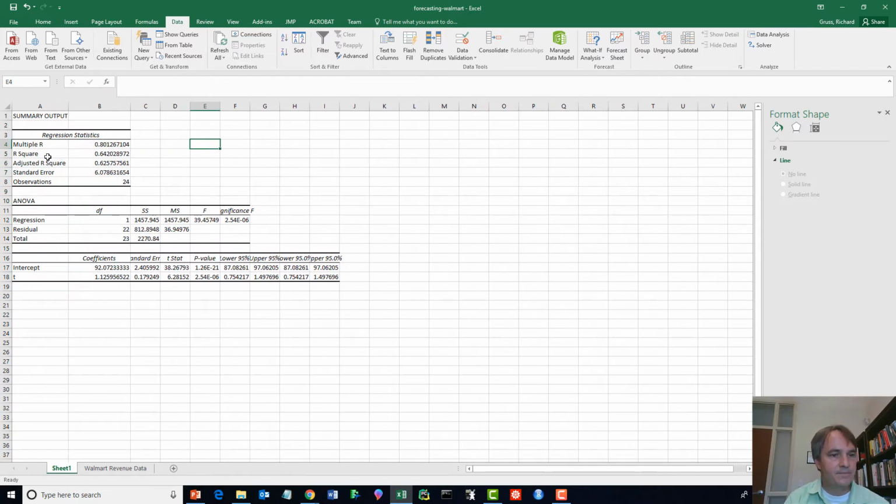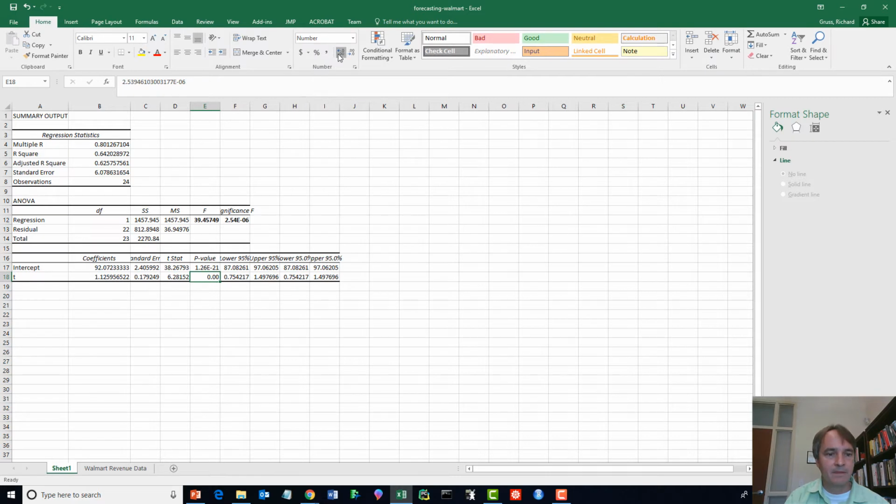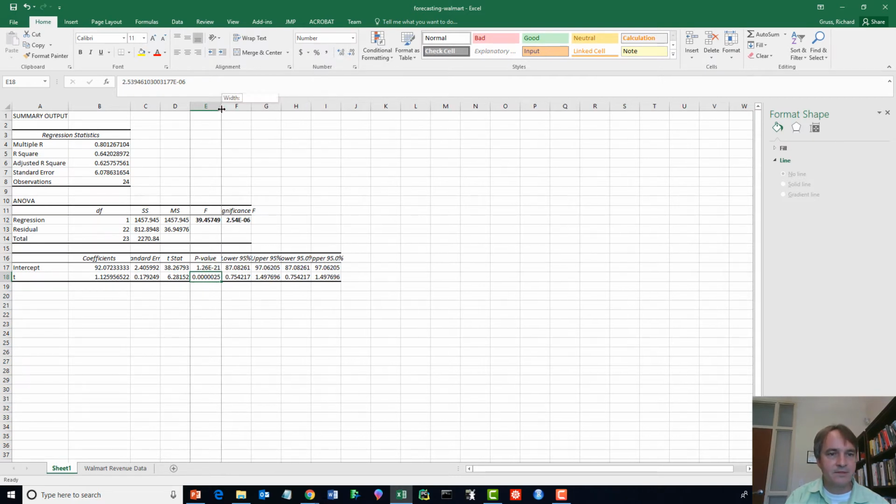You see we have an R square of 0.64. So with just a linear trend we can predict 64% of the variance in revenue. That's pretty good. Coming down here, we can see that we have an F of 39, pretty good, and that's less than a 0.05 significance, so the model is good. It's kind of hard to read in scientific notation here, so I can just make this numeric and keep expanding it until numbers start to appear.